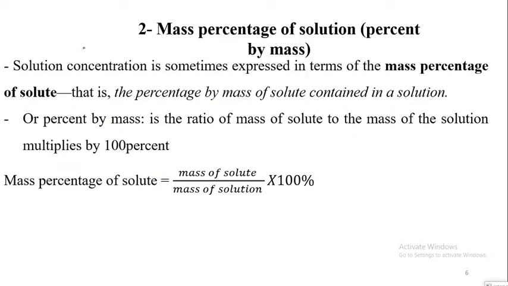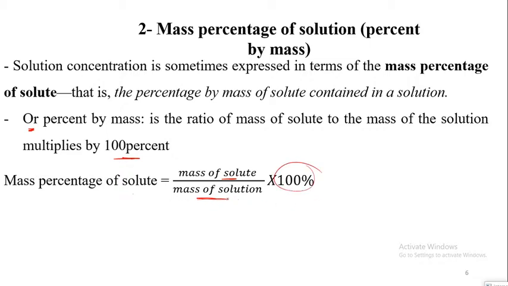The second way of expressing the concentration is using mass percentage of the solution. The solution concentration is sometimes expressed in terms of the mass percentage of a solute. That is the percentage by mass of the solute contained in a solution. Or it can be defined as the ratio of the mass of the solute to the mass of the solution multiplied by 100%. So my mass percentage of the solute should be equal to the mass of the solute divided by the mass of the solution multiplied by 100%.